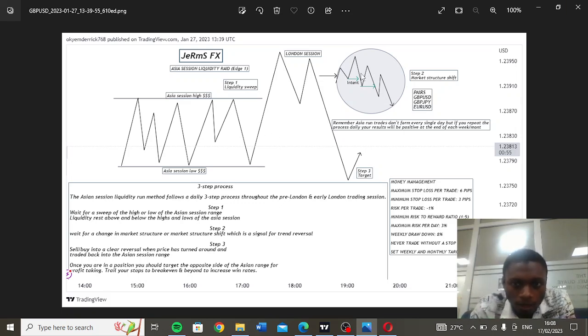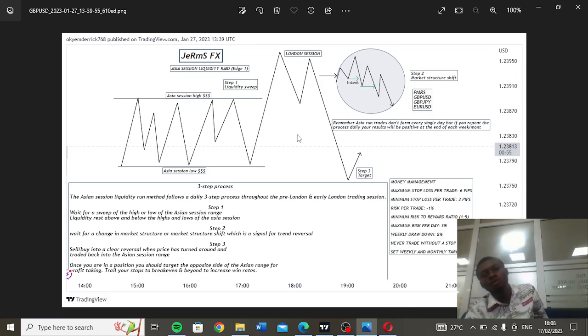So it's perfect to take an entry. Then I target this one. I target the low. So this is the most important thing to me. Yeah, so that's pretty much it.